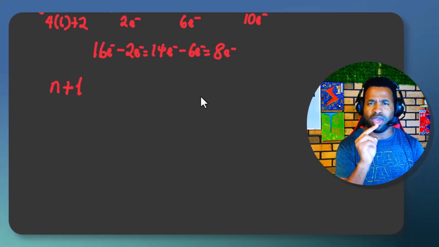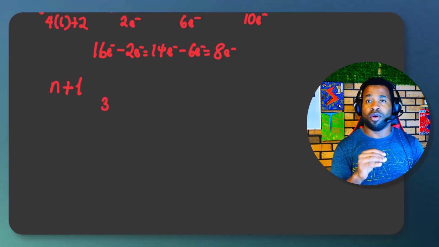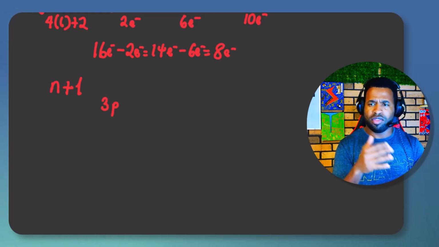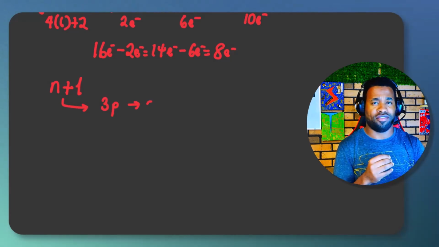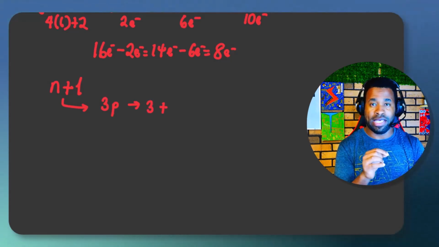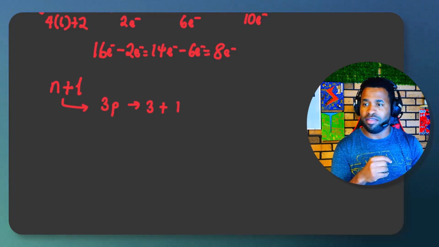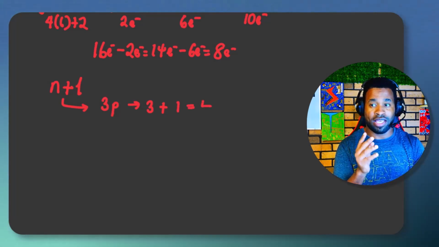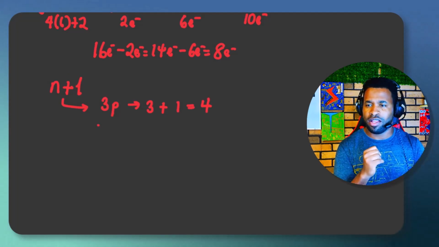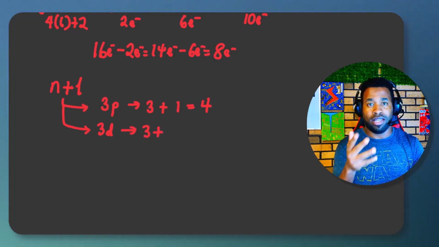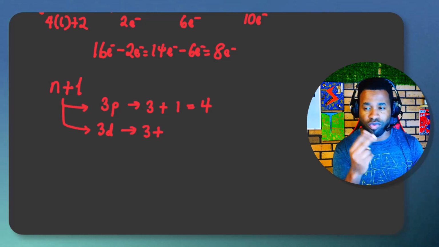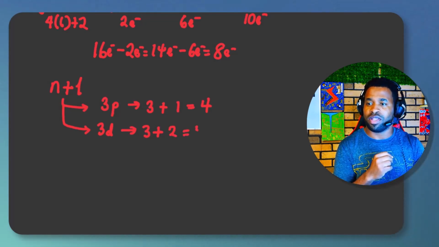We're going to look at the 3 energy level, and considering the orbitals, we're going to look at the 3p orbital. When we apply the n plus l rule, our n is equal to 3 plus our l for p, which is 1, and when you add them together, that gives the number 4. Now let's look at the 3d and apply our n plus l rule. In this case, our n is equal to 3, and we add our l, which for d is equal to 2. That means 3 plus 2 gives us 5.